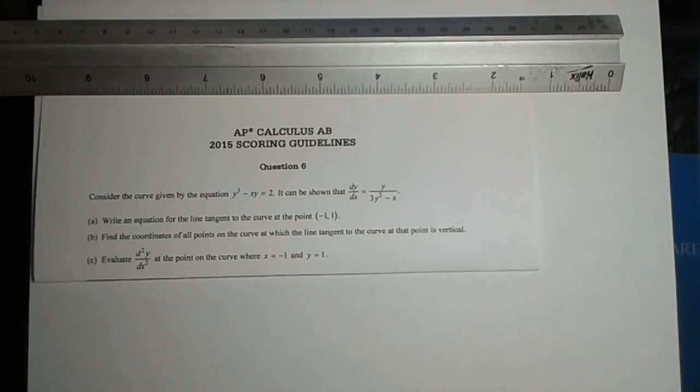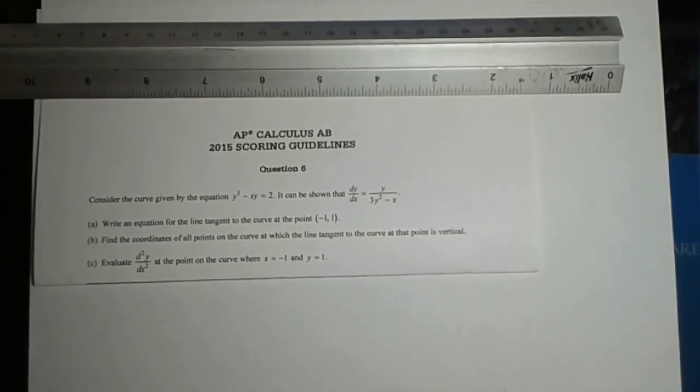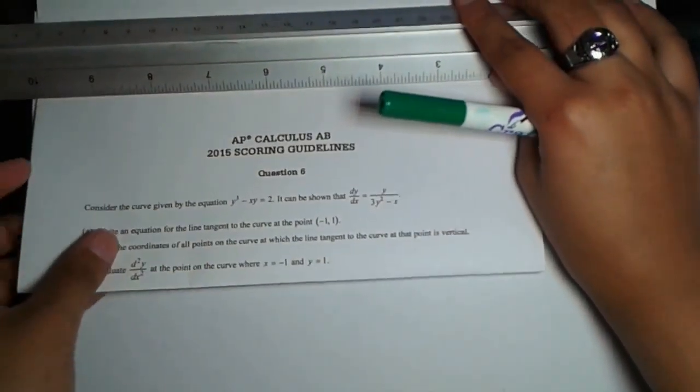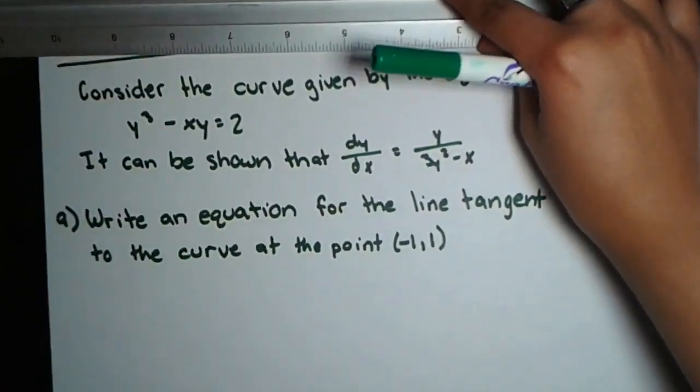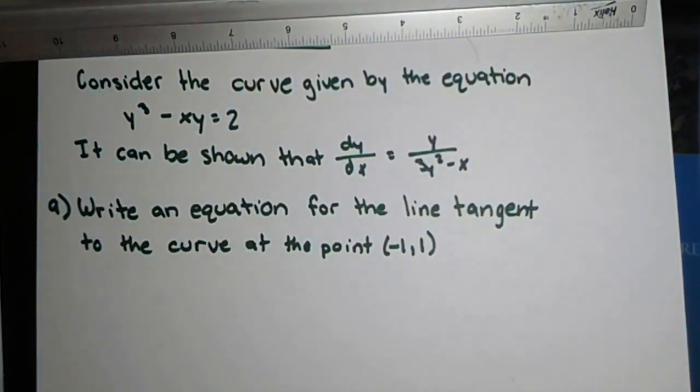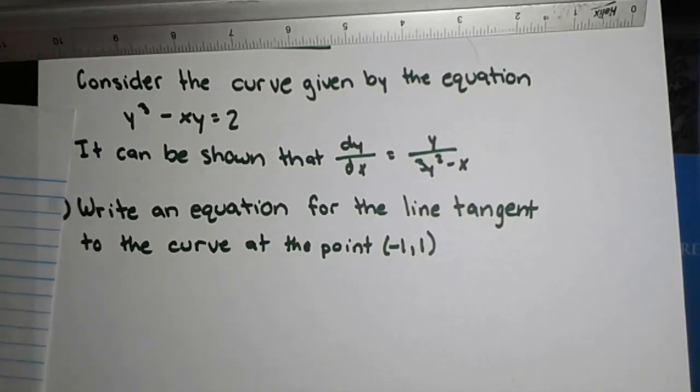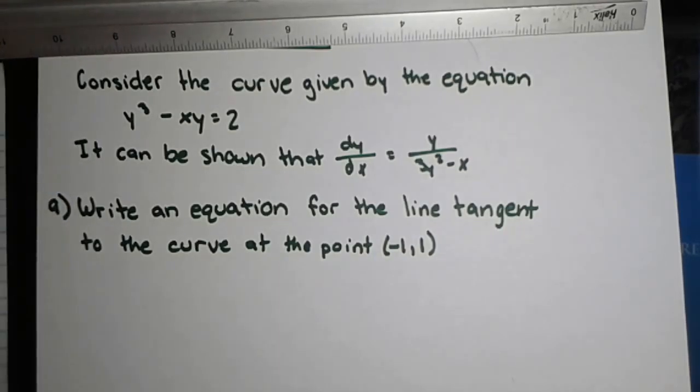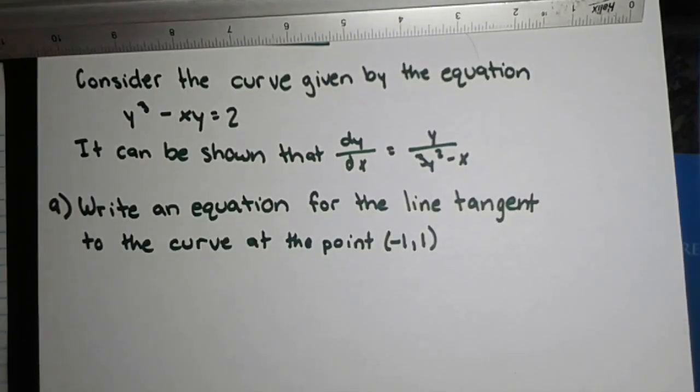Now that we have finished doing a review, we can start on the actual AP Calculus practice exam. So we are doing the 2015 question number 6, and for the first part, part A, the question is, consider the curve given by the equation y cubed minus xy equals 2. It can be shown that dy/dx equals y over 3y squared minus x, and A is write an equation for the line tangent to the curve at the point -1, 1.